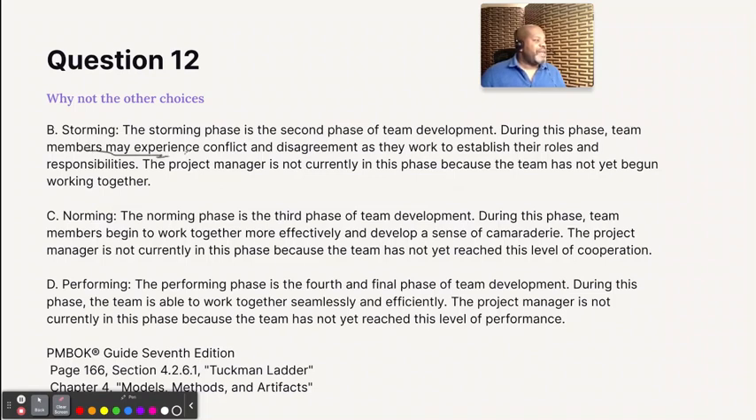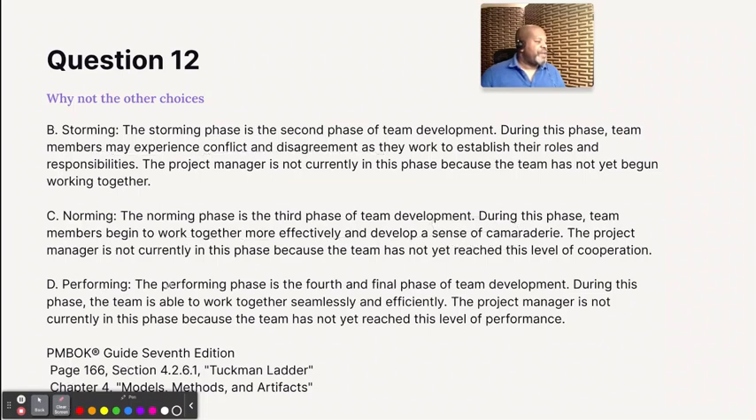Team members may experience conflict and disagreement. Whew, I hate conflict and disagreement. Norming. The norming phase is the third phase. This is where the team starts to work more effectively and develop a sense of camaraderie. I love that. Camaraderie, yes.